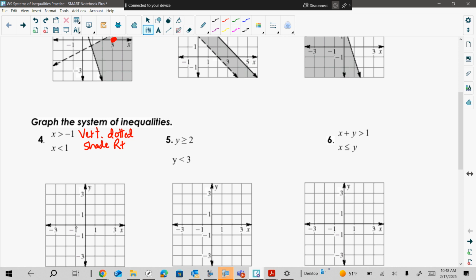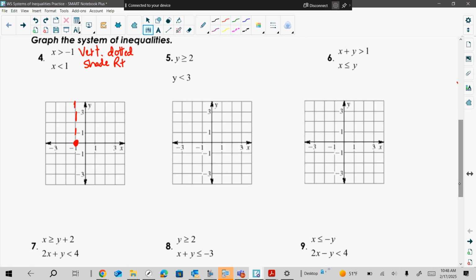So I go to -1. There's that point on the x-axis of -1. I'm making a dotted vertical line. And then you can use your highlighter or your pencil. We're going to shade to the right.